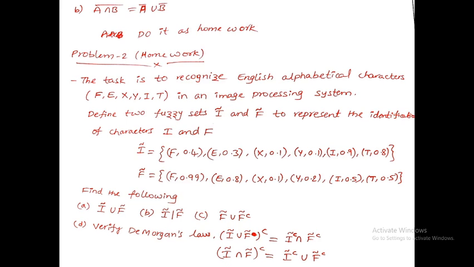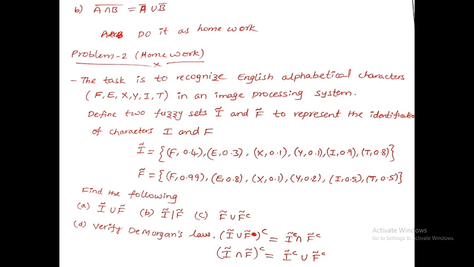So in a similar way, the second De Morgan's law is A intersection B whole complement is equal to A complement union B complement, right? So in a similar way to the first De Morgan's law, you have to do it. That you do it as a homework. In the second homework problem also, I'll read out the problem.